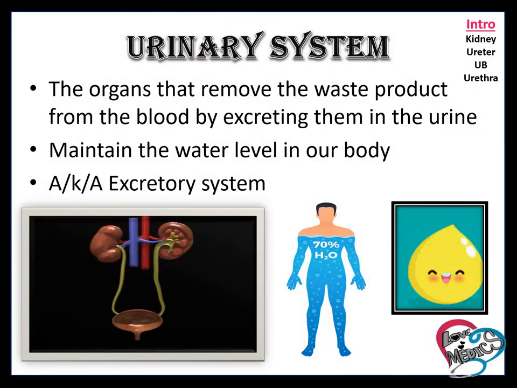Urinary system. System means what? Collection of organs. That is system. A group of organs that remove the waste product from the blood by excreting them in urine. That is the urinary system. It excretes the urine, right? So it is also called the excretory system. The urinary system maintains the water level in our body.